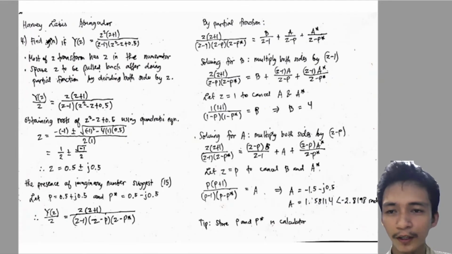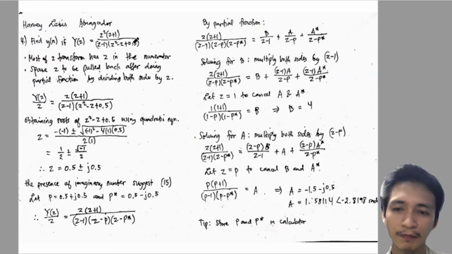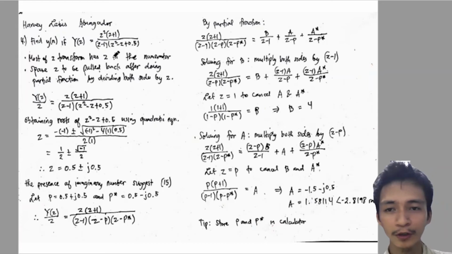For number 4, find y of n if Y of z equals z squared times z plus 1 over z minus 1 times z squared minus z plus 0.5. Most z transforms have z in the numerator. Therefore, we need to spare a z to be pulled back after doing partial fraction by dividing both sides by z. So just like what we did in number 3.